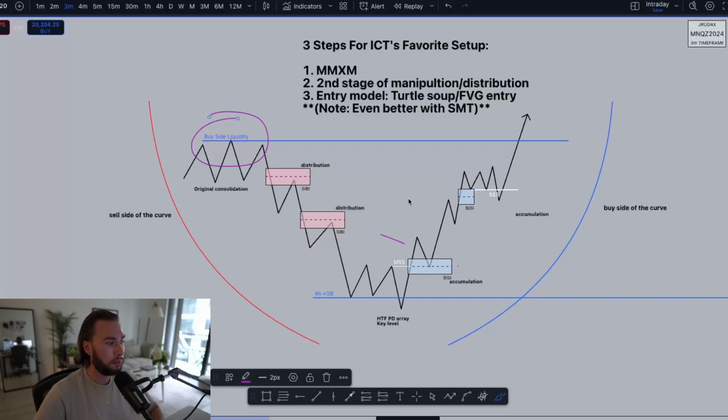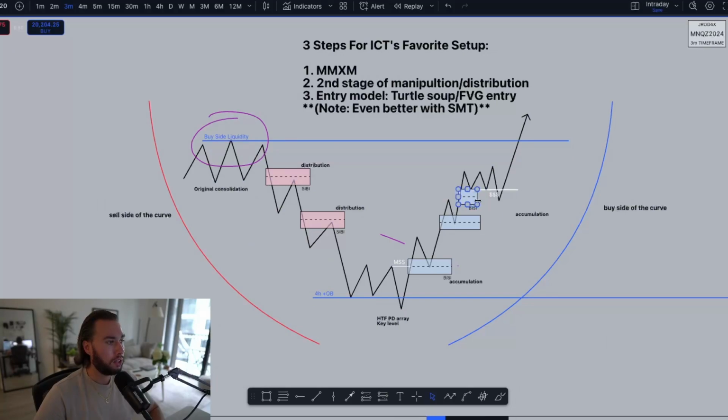Now, the ultimate entry model is going to be on that second stage of distribution. So technically speaking, this would be your low risk buy. Let's say, for example, you have your fair value gap that it also trades into here. This would be your first stage of accumulation on the buy side of the curve. And then you have this fair value gap here, which would be your second stage of accumulation before clearing out the original consolidation buy side liquidity.